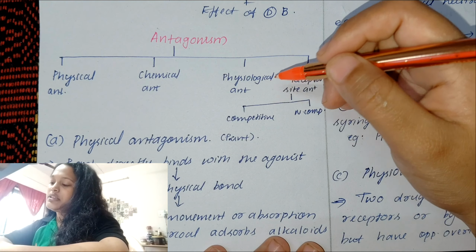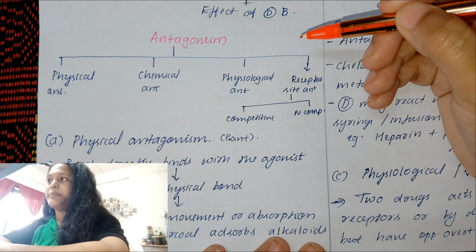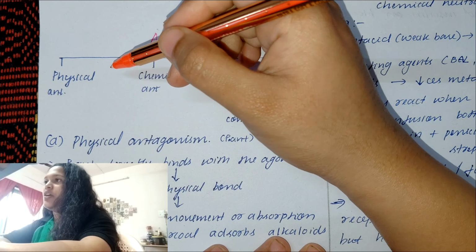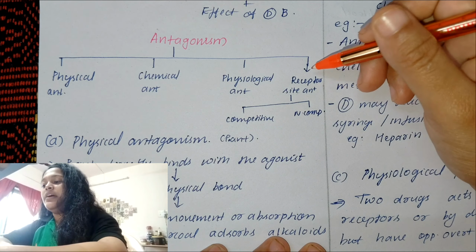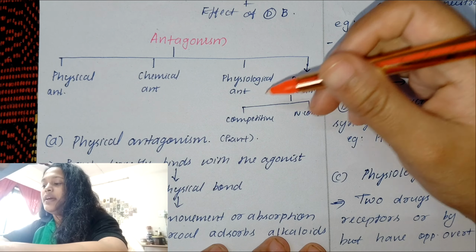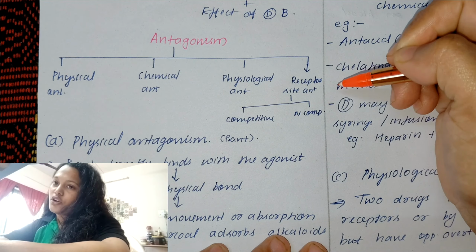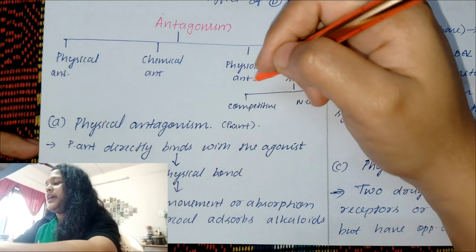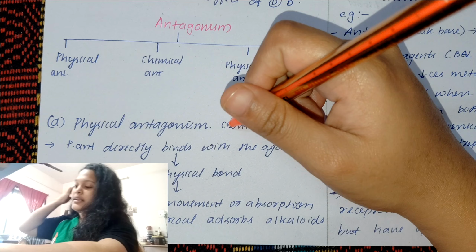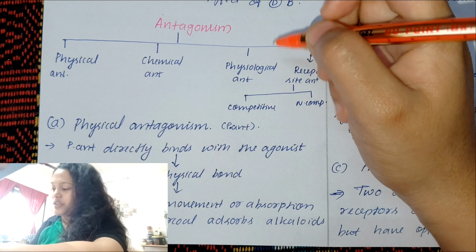Now, antagonism is of 4 major types: physical antagonism, chemical antagonism, physiological antagonism, and receptor site antagonism, which can be competitive or non-competitive. Now let's get into detail about physical antagonism. I have written it as P-ANT, like an abbreviation.